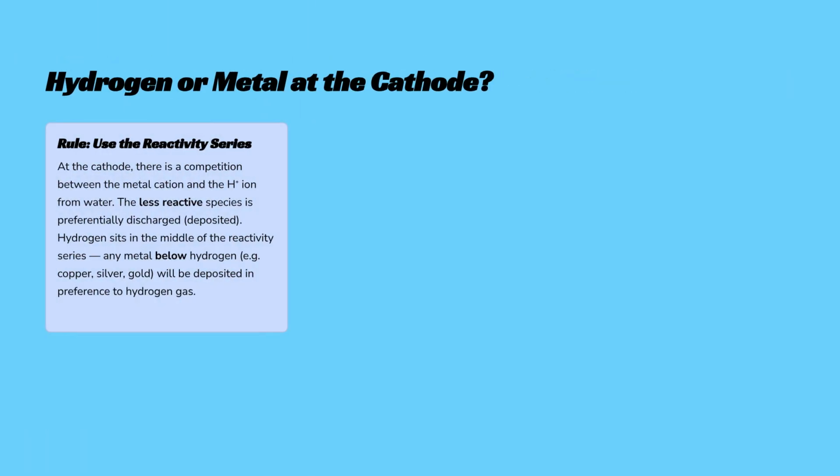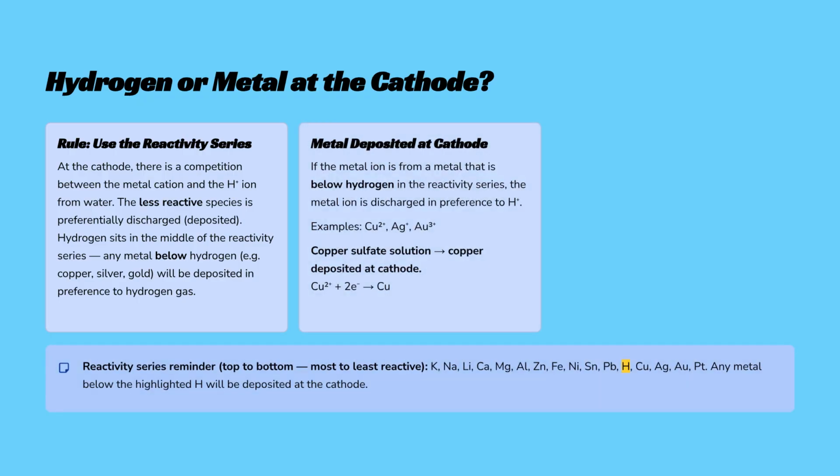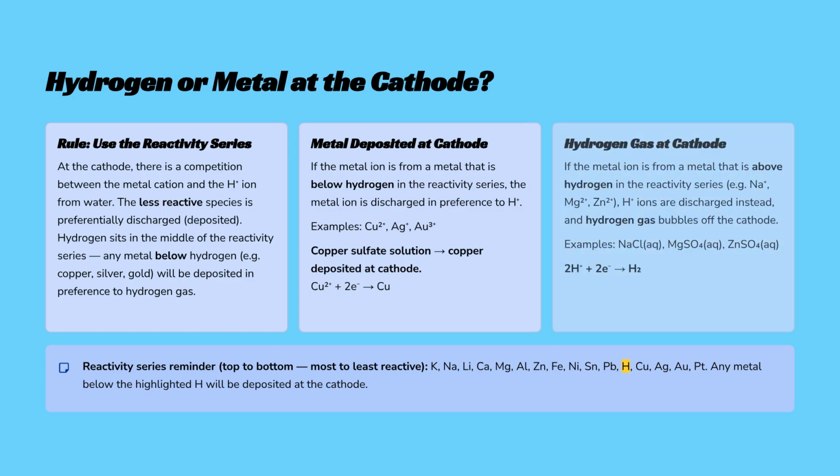At the cathode, metal cations compete with H⁺ ions. The less reactive species is discharged. Metals below hydrogen in the reactivity series, like copper, are deposited. For metals above hydrogen, H⁺ ions are discharged, and hydrogen gas is produced.